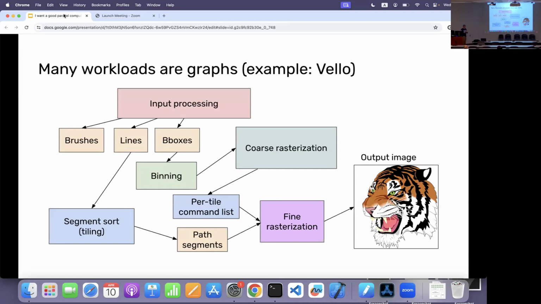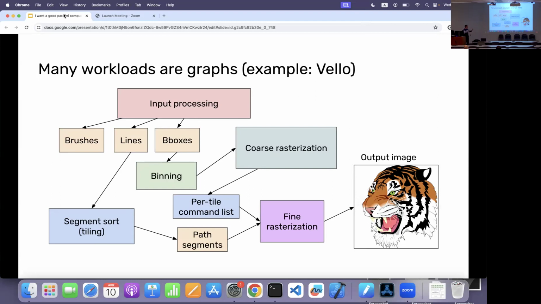So when you start mapping workloads to this hardware, one of the things that emerges as a general pattern is that these workloads are graphs. You've got stages, and each stage is doing some piece of the problem, some part of the computation, and then flowing those in a one-directional edge over a graph to another one.